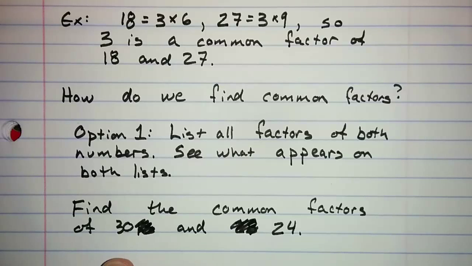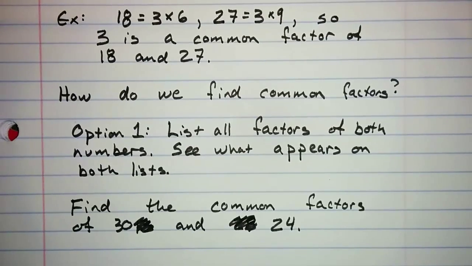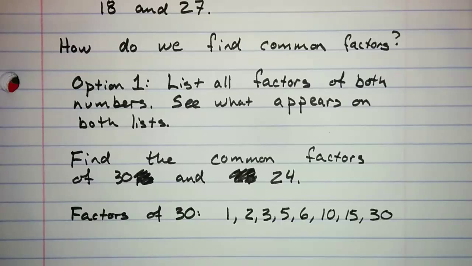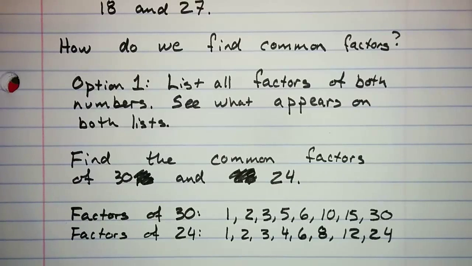Pause the video and find all of the factors of 30 and 24. All right, if your lists are the same as mine, you should have found that the factors of 30 are 1, 2, 3, 5, 6, 10, 15, and 30. And the factors of 24 are 1, 2, 3, 4, 6, 8, 12, and 24.